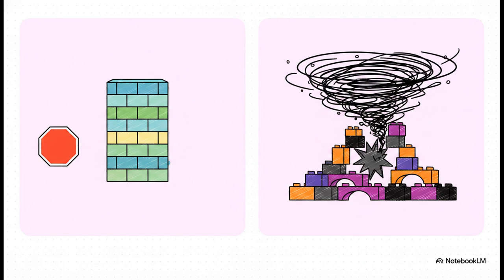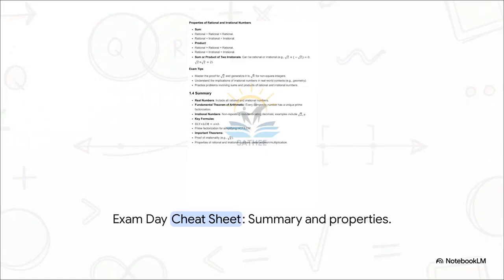But look at the fraction 64 over 455. The prime factorization of 455 is 5 times 91. Because a prime number other than 2 or 5 has sneaked into the denominator, it is destined to be a non-terminating, repeating decimal. The prime DNA of the denominator tells you the entire story instantly without you ever having to do the long division. Before we wrap up, take a look at this exam day cheat sheet.